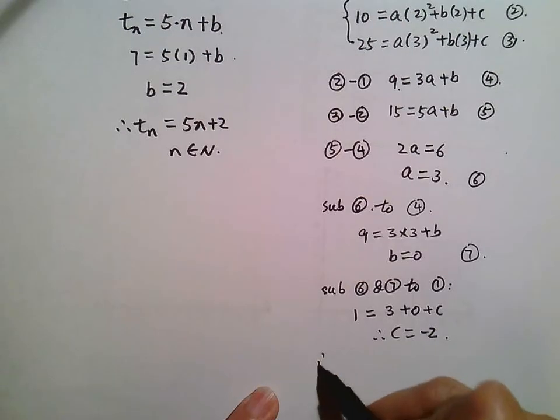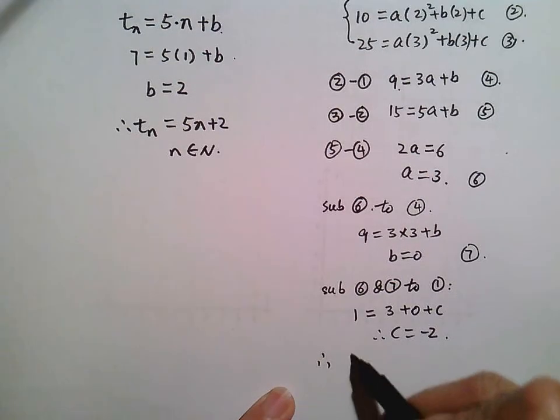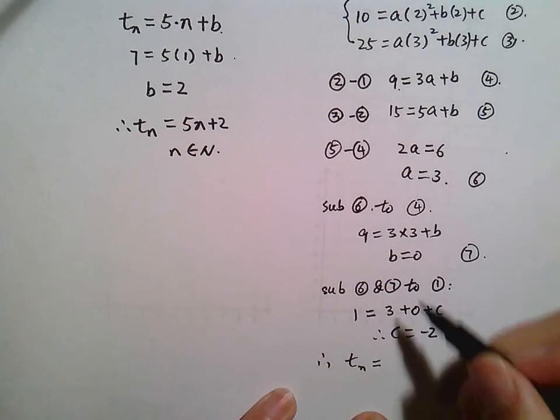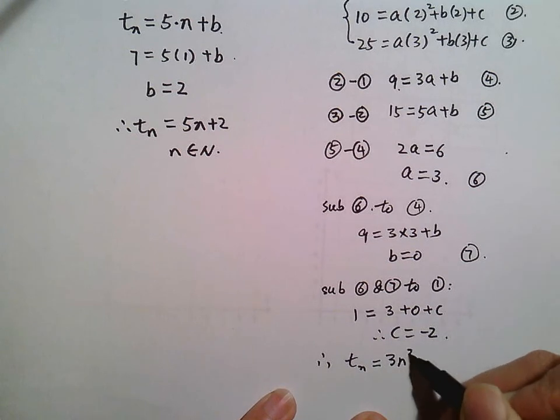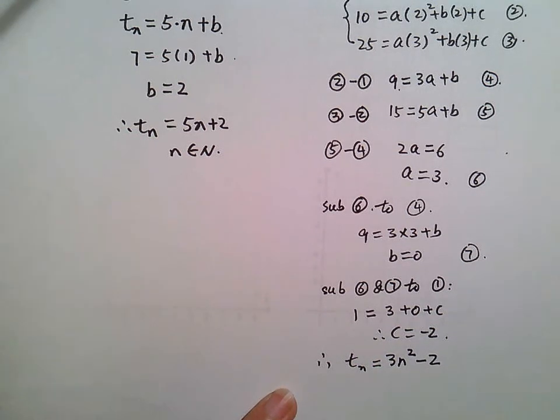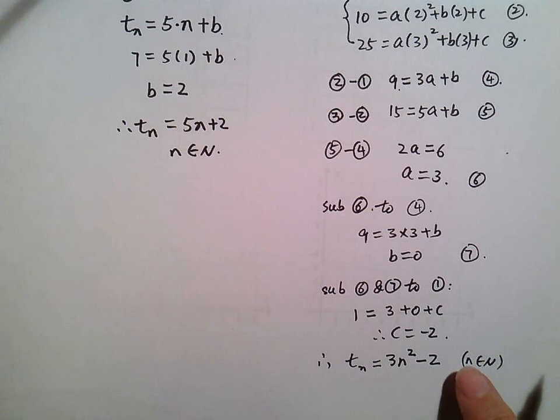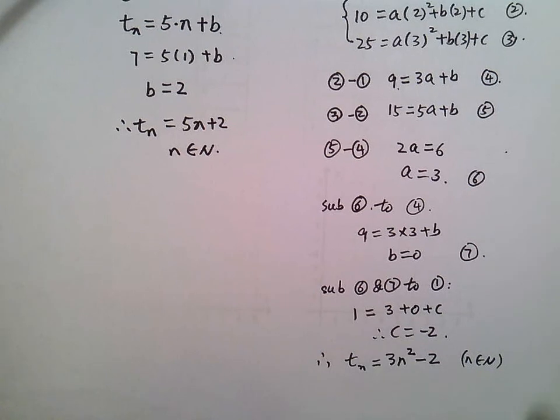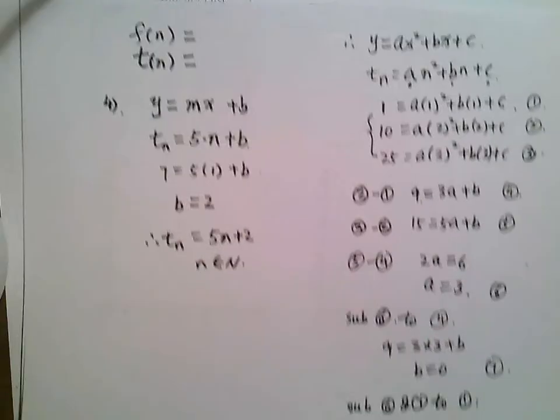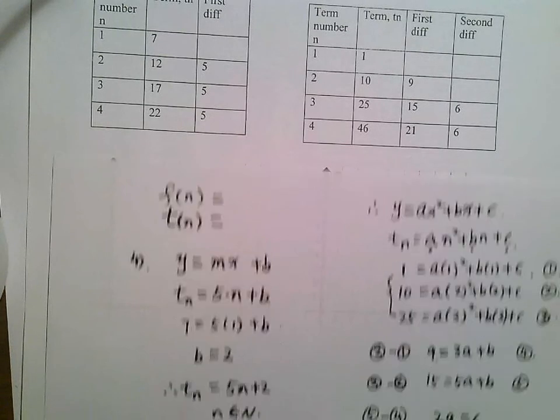Wow, done. Once you find a, b, and c, your nth term equals 3n squared plus 0 times n, that's 0, minus 2. That is your formula. And n is a natural number, which means this is a discrete formula, so n cannot be any real number. It's all points. You have to list those numbers.